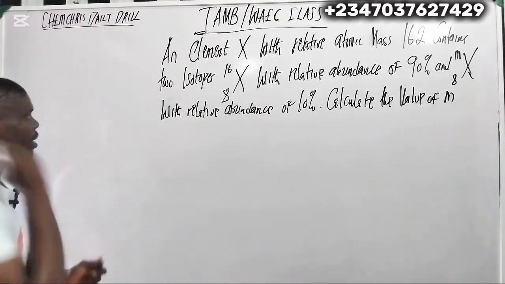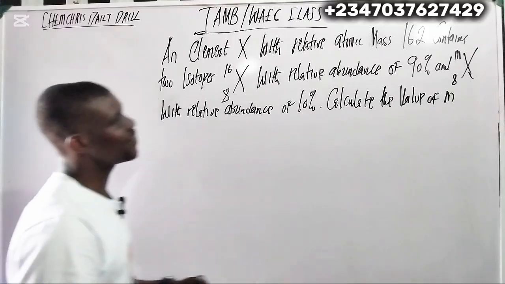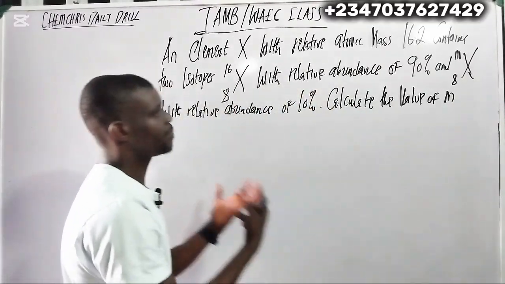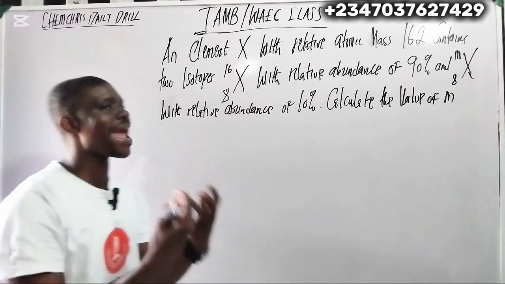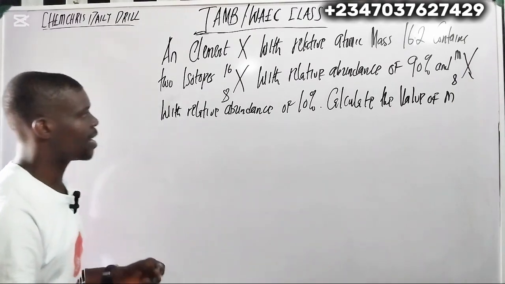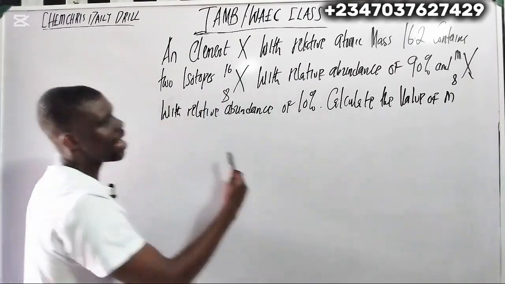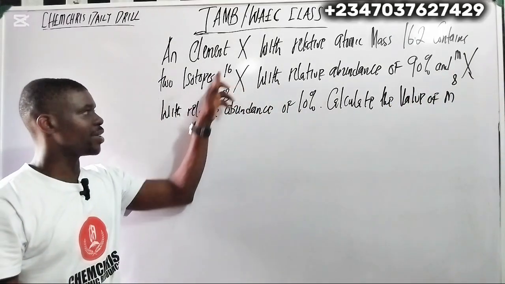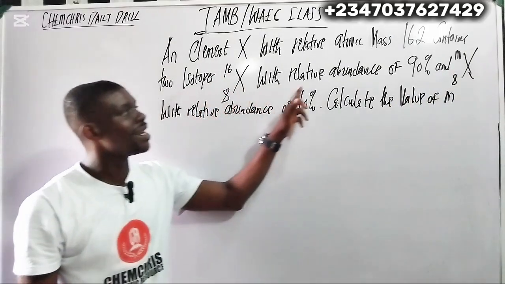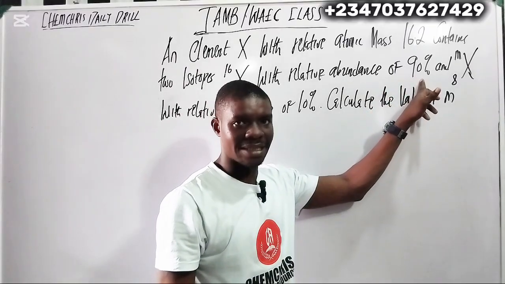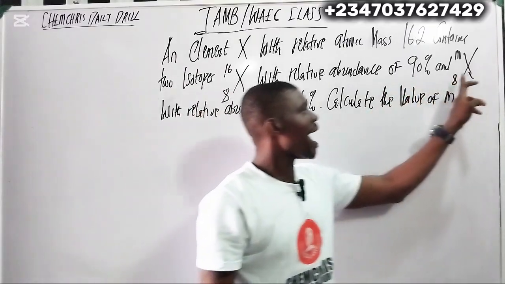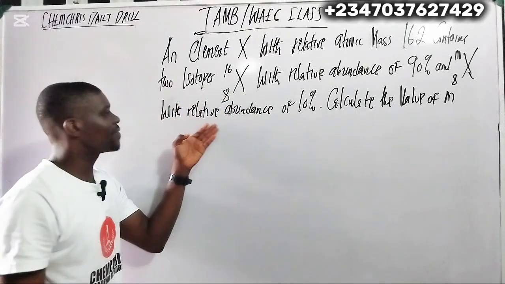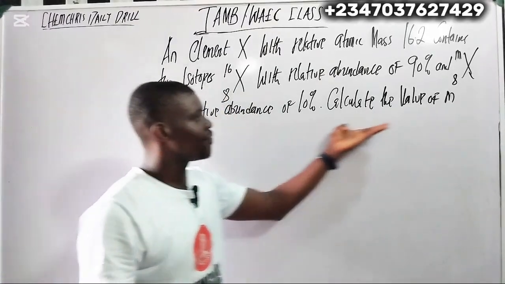So let's look at it very well. An element X with relative atomic mass 60.2 contains two isotopes: isotope 16 and isotope M. If you look at it very well, isotope 16 with atomic number 8 has a relative abundance of 90%, and isotope M, because you don't know this one here, has a relative abundance of 10%. Calculate the value of M.